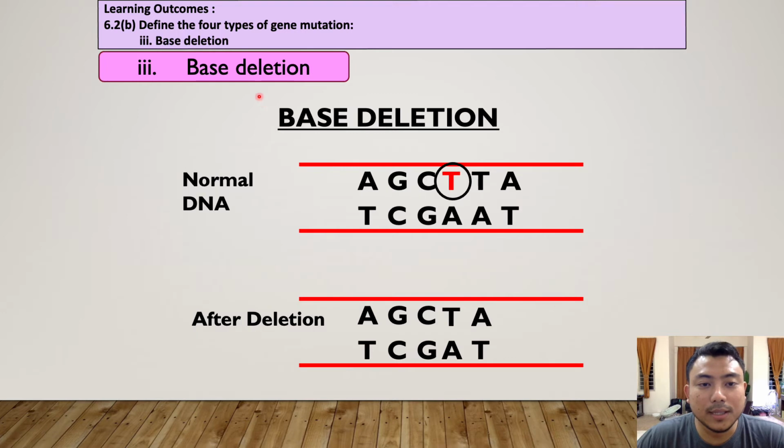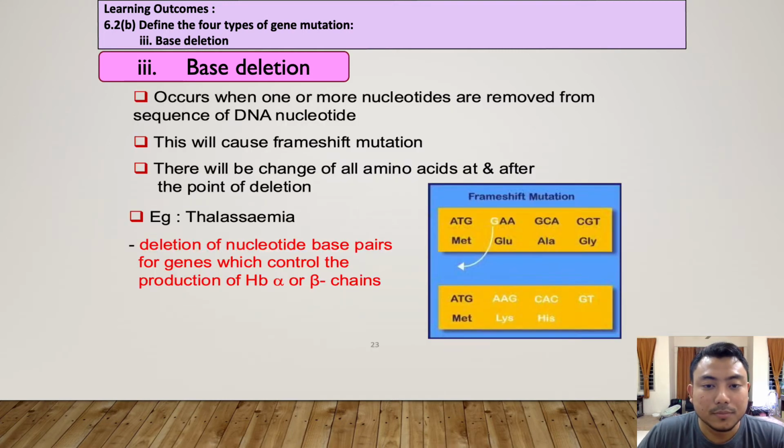So next one is base deletion. Similar to base insertion, when you add one nucleotide, but for base deletion we remove one pair of nucleotide. When we remove T, eventually we will remove A as well. So this is the normal DNA, AGC-TTA. Then you remove this T. So what happened is that AGC-TA, then it will continue with the next codon.